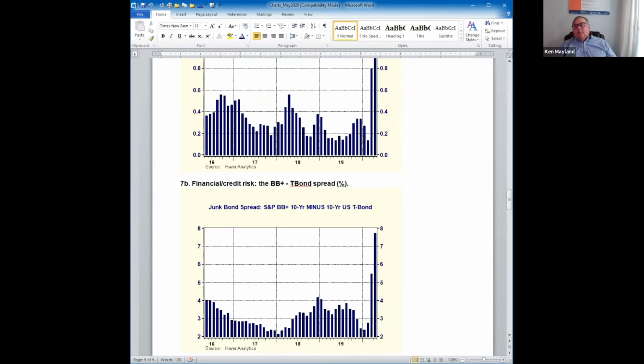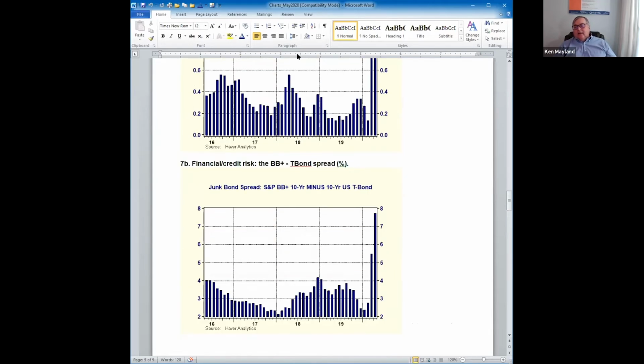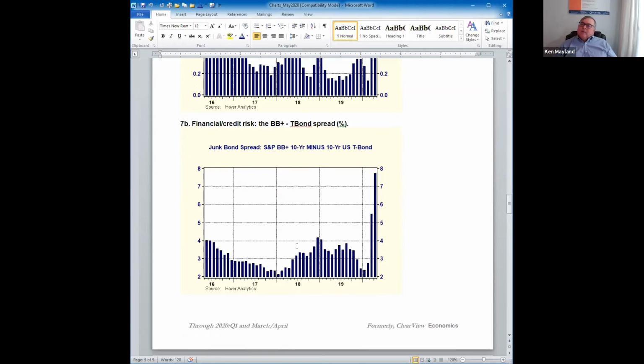And why we have these measures of credit risk, either in the short-term markets or long-term markets, is what we found over the years: the bond market has been particularly successful, particularly sensitive, in sniffing out problems with the economy. If the bond market starts sniffing out problems in the economy, they start moving the spread. It opens up the spread between lesser rated bonds and a risk-free bond.